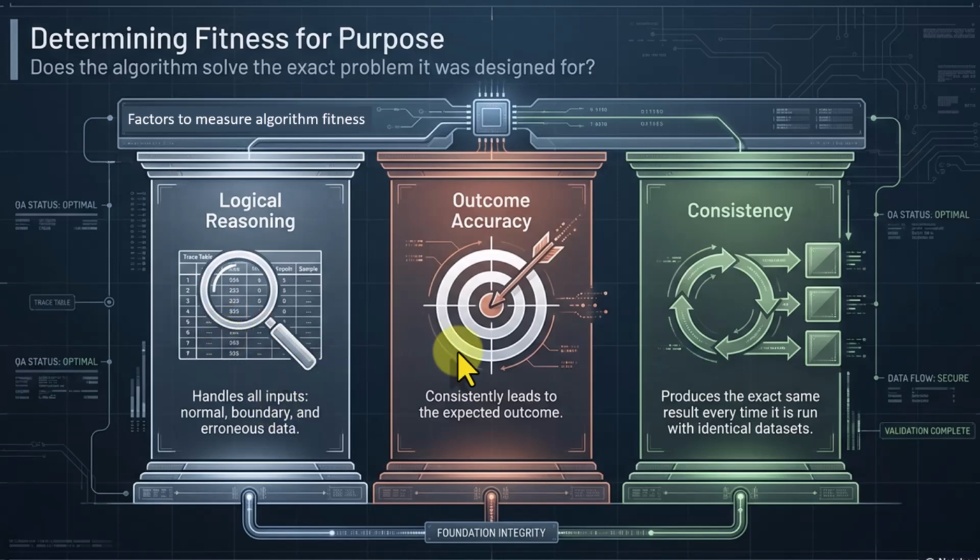The next one is outcome accuracy. Does it consistently lead to an expected outcome or not? It should always give you the correct answer. And consistency: it produces the exact same result every time it is run with identical data sets. These three are very important: logical reasoning, outcome accuracy, and consistency. If your algorithm passes these three, then we can say it is a fit algorithm for the purpose it is developed for.